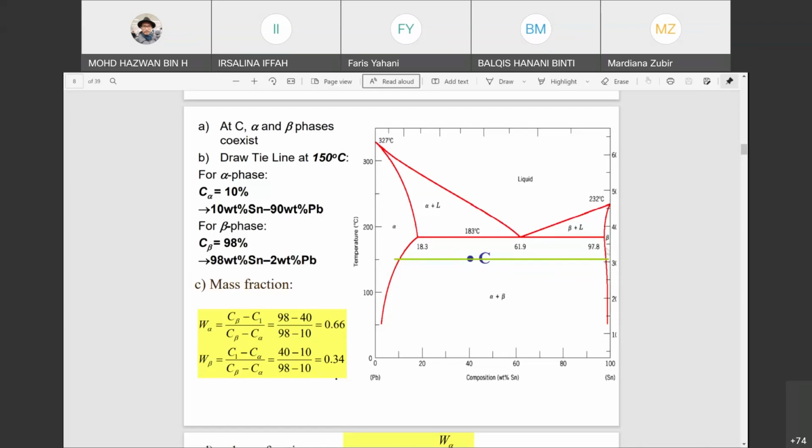Meanwhile, beta is located on your right hand side, so the opposite line will be R. R is actually C naught minus C alpha. C naught is 40 minus 10, divided by the length of the tie line, 98 minus 10. So you will get 0.34. Okay, understood? Quite easy, the first three questions.